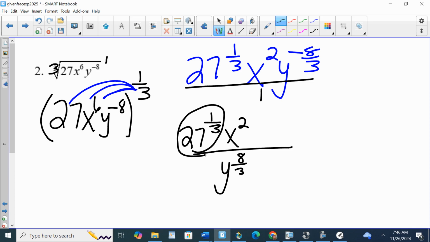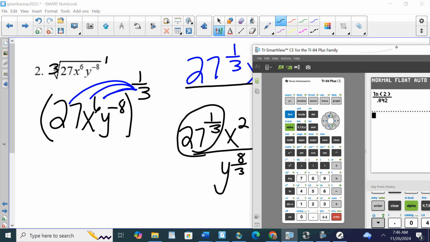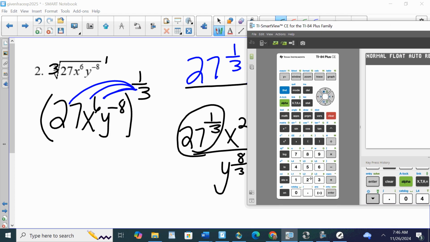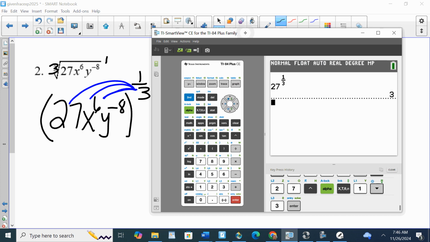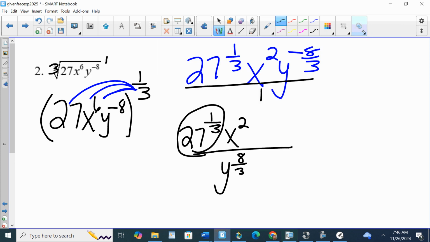That's the power over the root. That's the cube root of 27 to the first, which is 3. If you can't handle that, then just go to the calculator and type in 27 to the power of 1 over 3, but you should be able to evaluate that from the previous lesson. Either way, 27 to the 1/3 power is 3. So the answer is 3x squared over y to the 8/3.